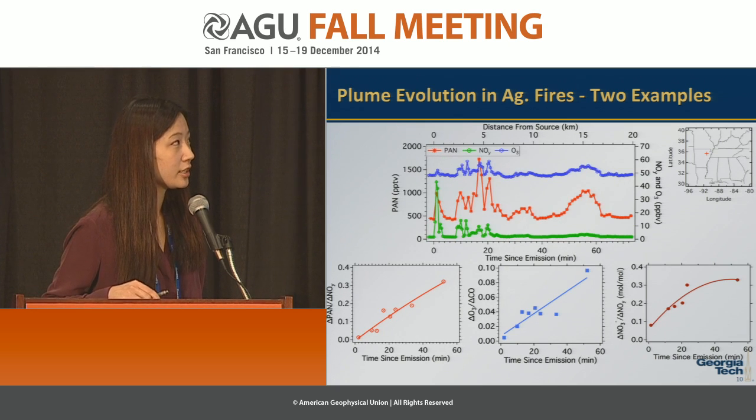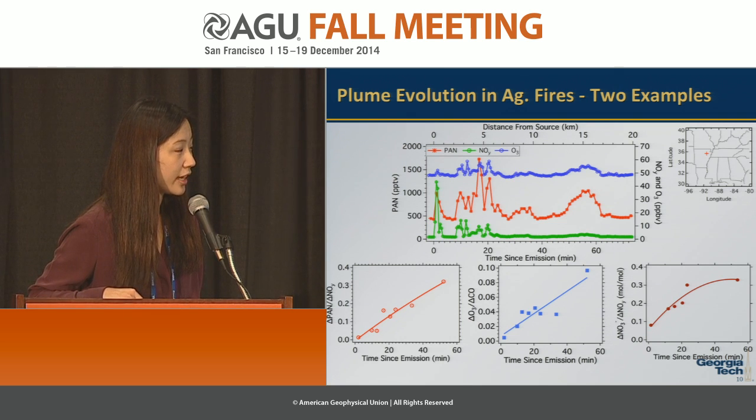Here's another similar example of plume evolution. Again, we saw the similar enhancement trend of PAN, ozone, and nitrate in the downwind plume.